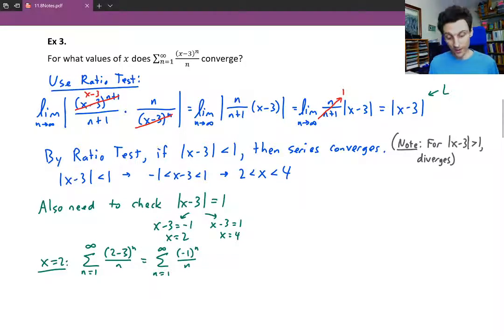Now that series, hopefully you recognize it. This is the alternating harmonic series. This series converges by the alternating series test.